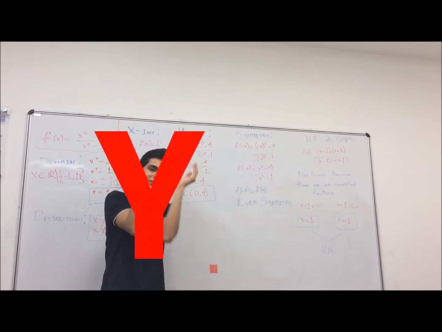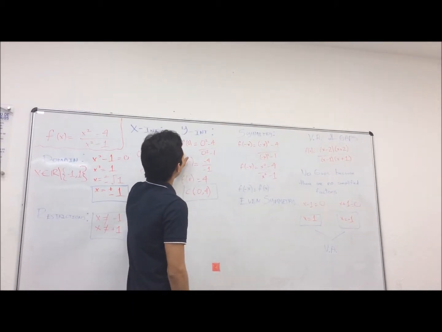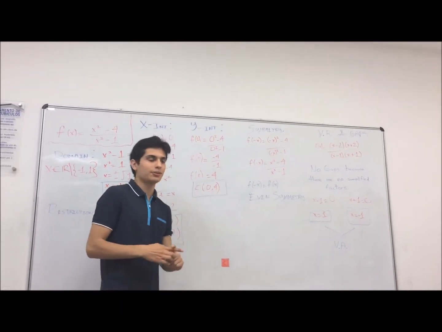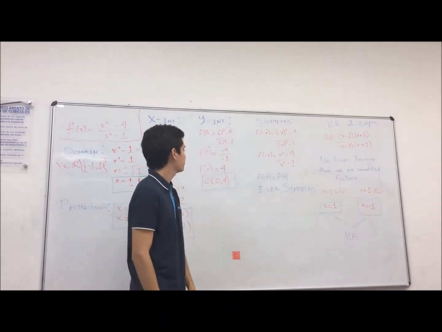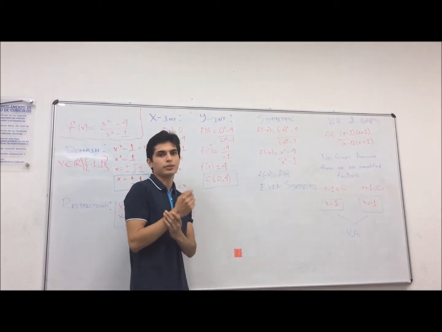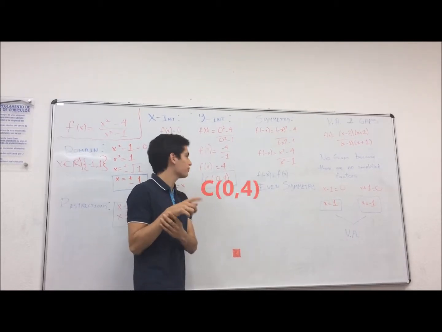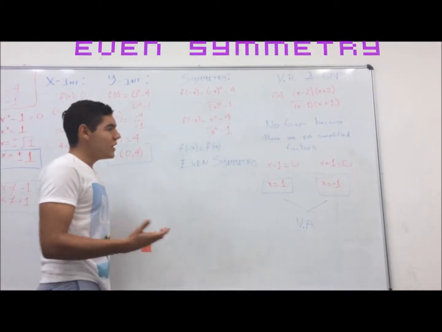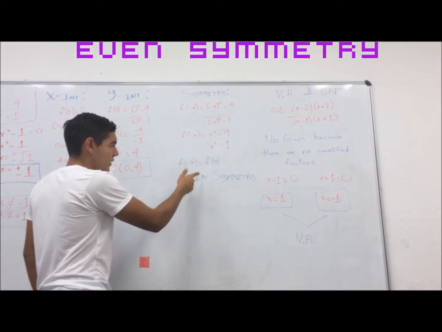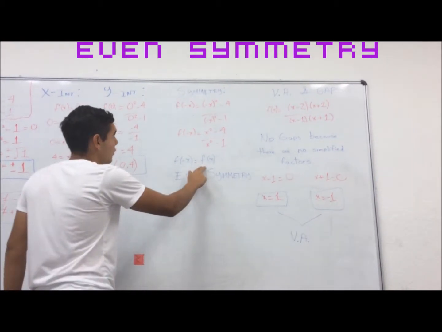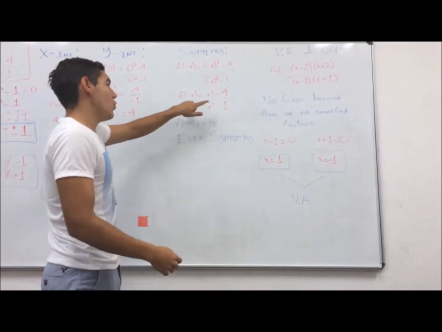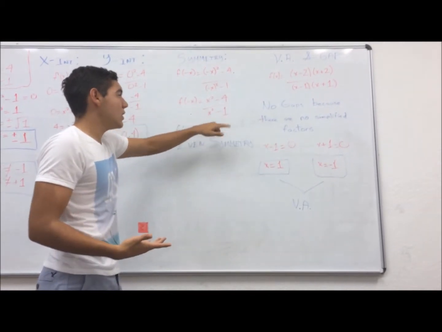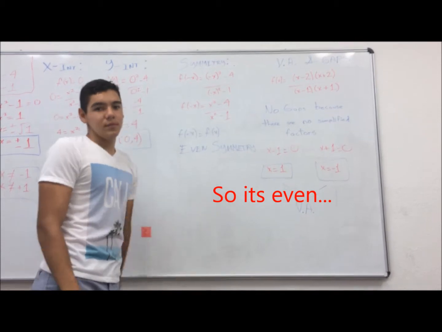Now the y-intercept. We have to set x equal to 0, and then we have that the y-intercept is the point (0, 4). To have an even symmetry, f of minus x is going to be equal to the original function: x squared minus 4 over x squared minus 1, that is the same as the original function.